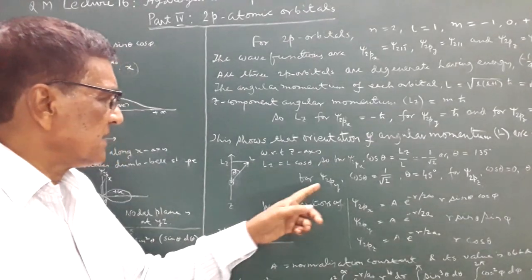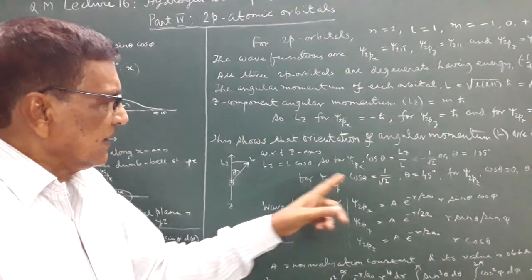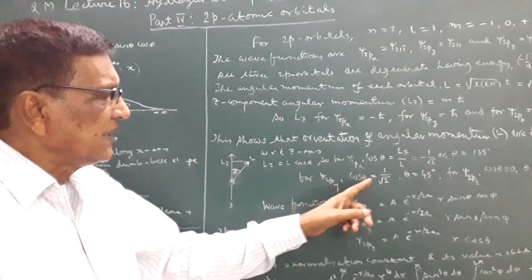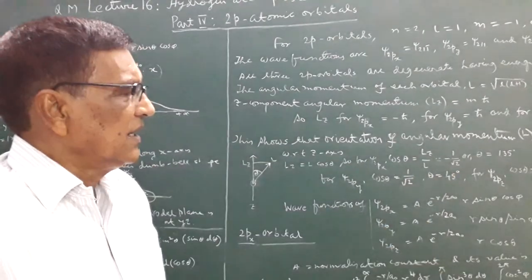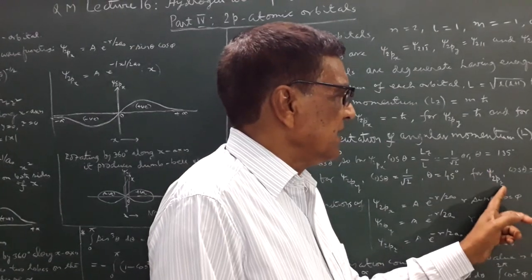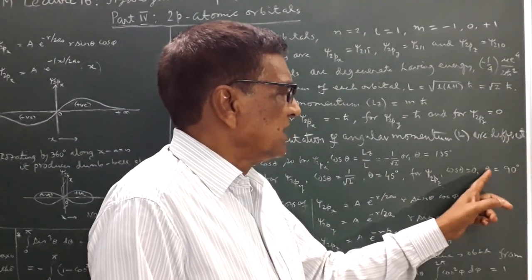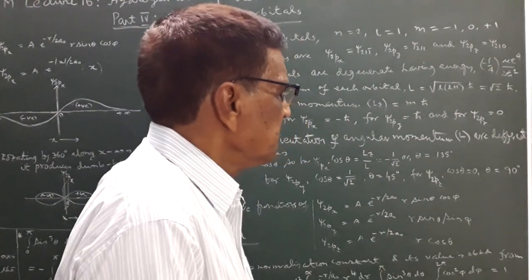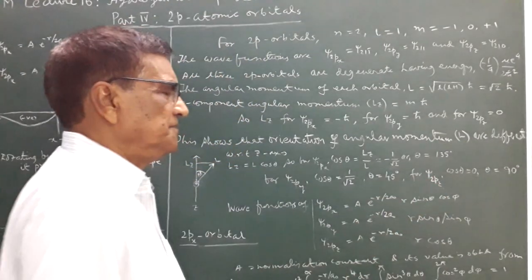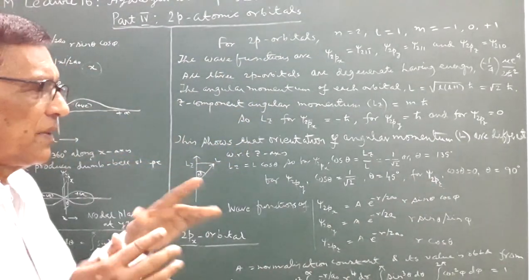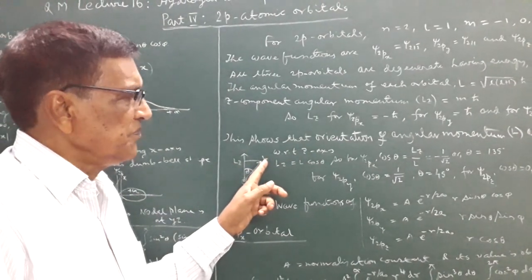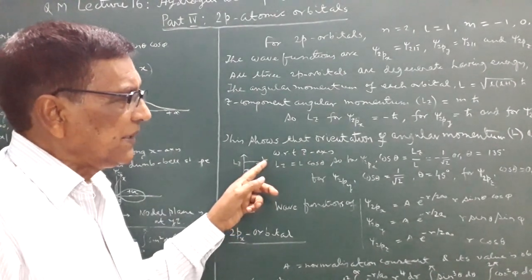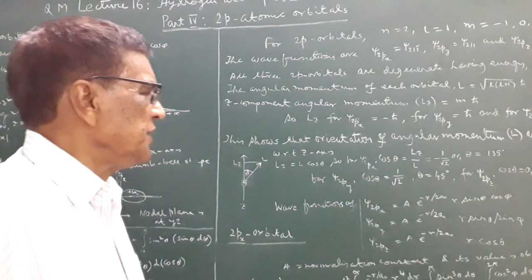For psi 2py, cos theta equals 1 by root 2 and theta equals 45 degrees, and for psi 2pz, cos theta equals 0 and theta equals 90 degrees. Means for the 2pz orbital, the angular momentum is perpendicular to the z axis.